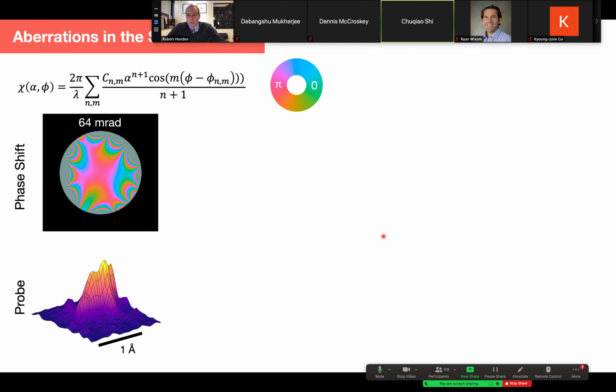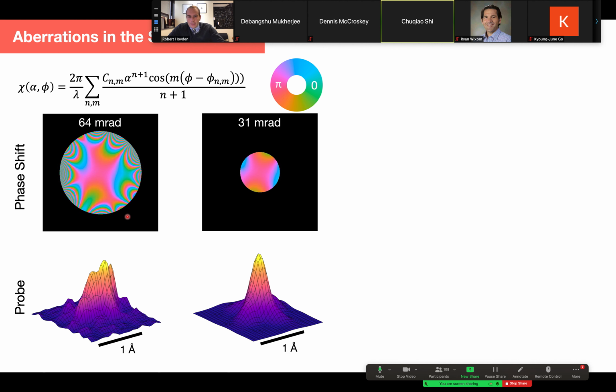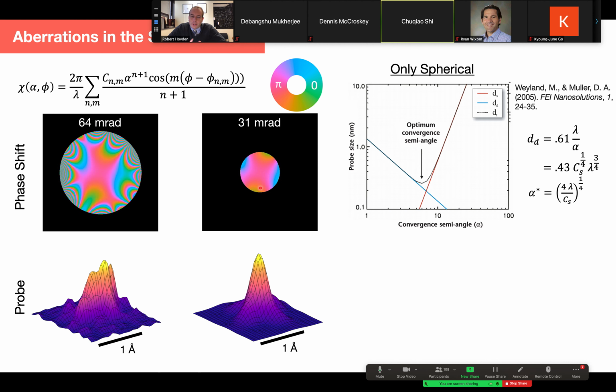So the game is to choose an aperture that best selects the maximal uniform region of this phase. However, there's a fundamental trade-off that's happening. As we make a smaller and smaller aperture, we reduce the diffraction limited resolution of our microscope. So the higher frequencies that we can achieve by the outer aperture angle determines our diffraction limit. This probe size will decrease as that aperture gets smaller. And in this case, decreasing probe size is good, right?